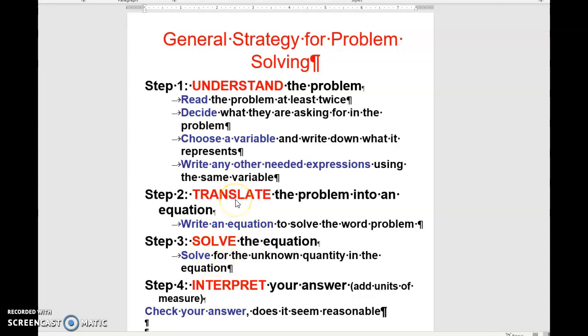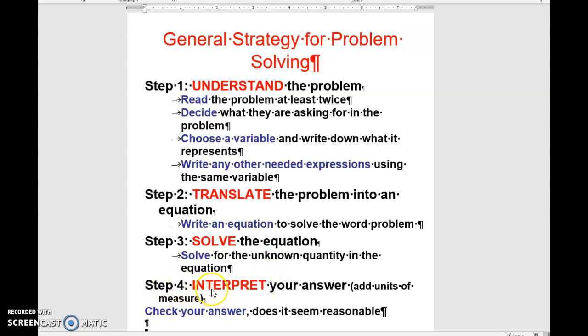So once you have it translated into mathematical operations, numbers, and variables, you're going to come down here and you're going to solve the equation. This is usually the easiest step because if you got step 2 correct, solving it is not going to be that difficult, or hopefully won't be that difficult.